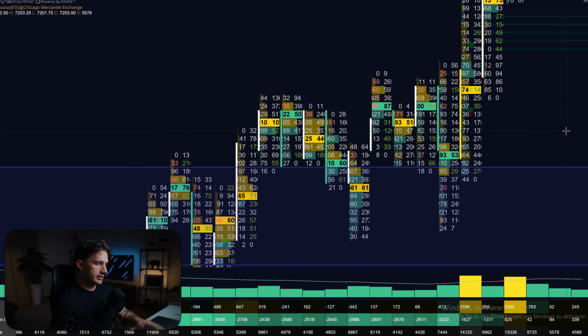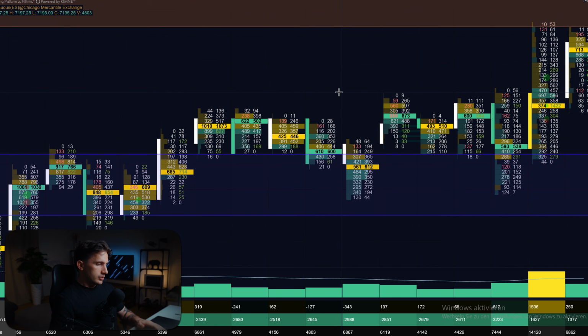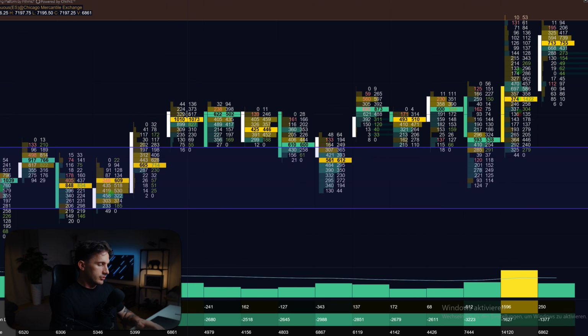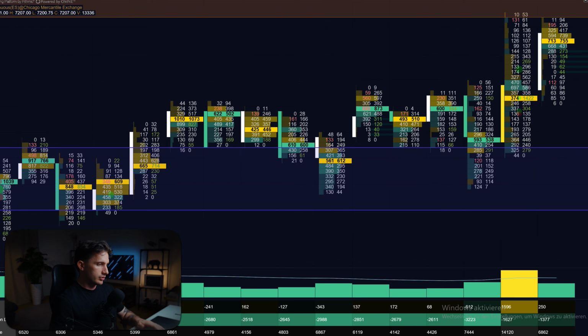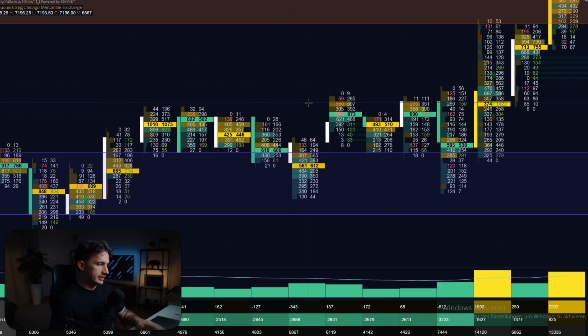So let's zoom in a little bit and make the footprint chart bigger. As you can see, the market right here was consolidating. We have lots of D-shaped formations when you look at the volume profile. We have selling imbalances and buying imbalances. But when we go a little bit to the right hand side, you can see a lot of buying imbalances coming in. We have a big cluster of buying imbalances here, and this is exactly what you want to see when you trade your zone.